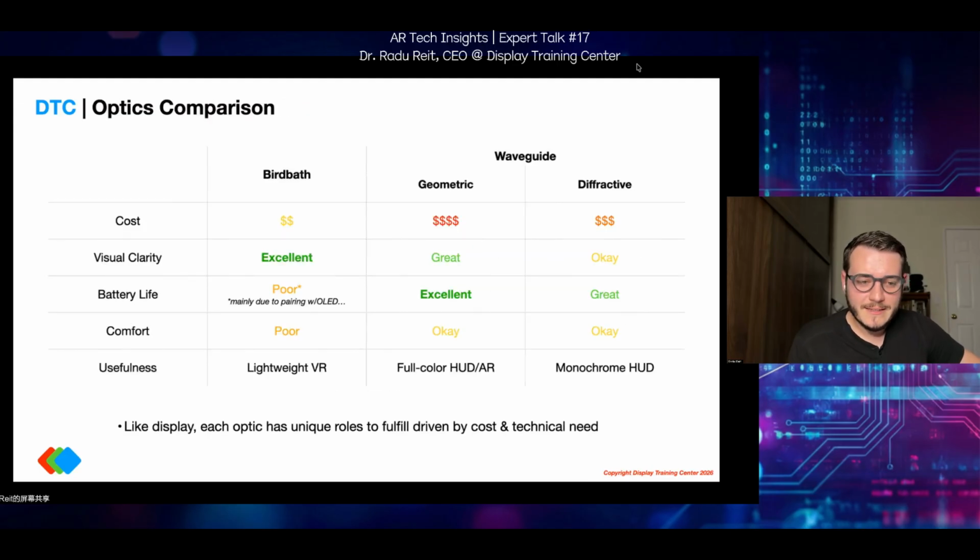So I'll end the optics comparison after just a short little description there. There's three main optics that we look at. The birdbath, which is more for that lightweight VR application.